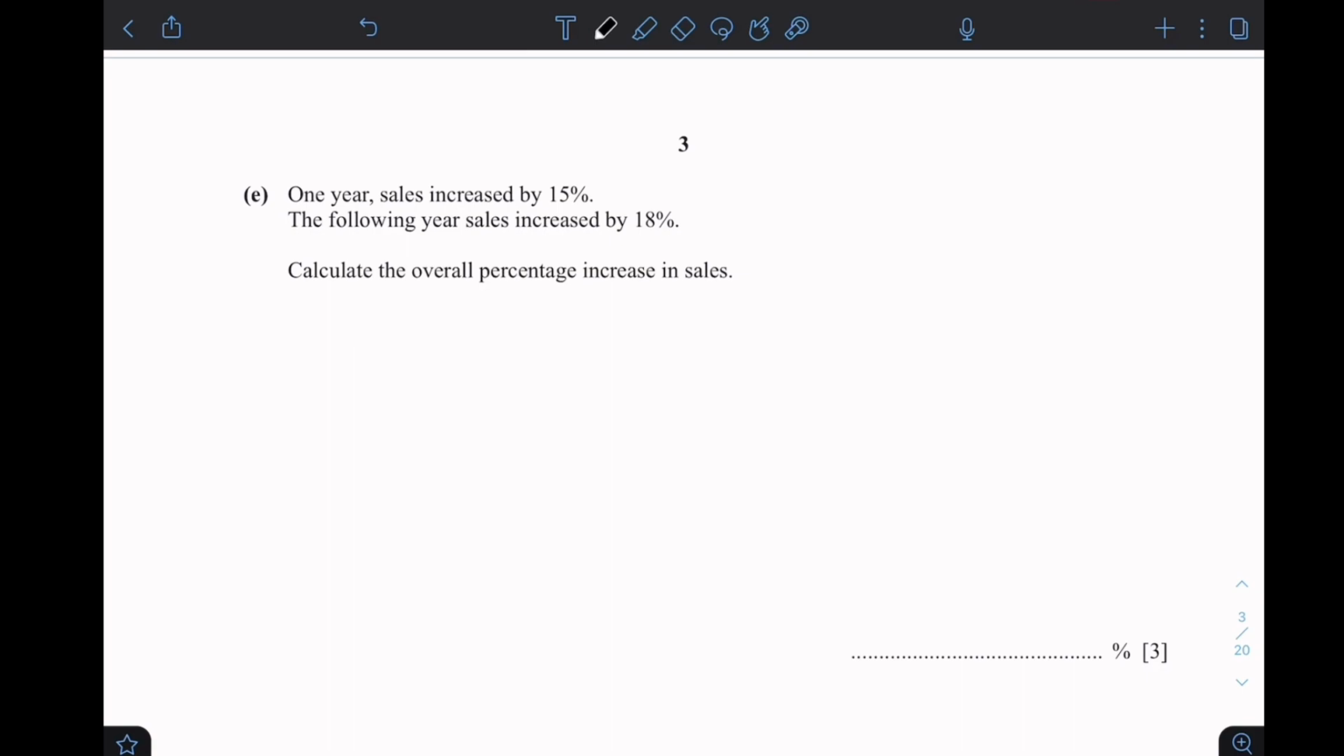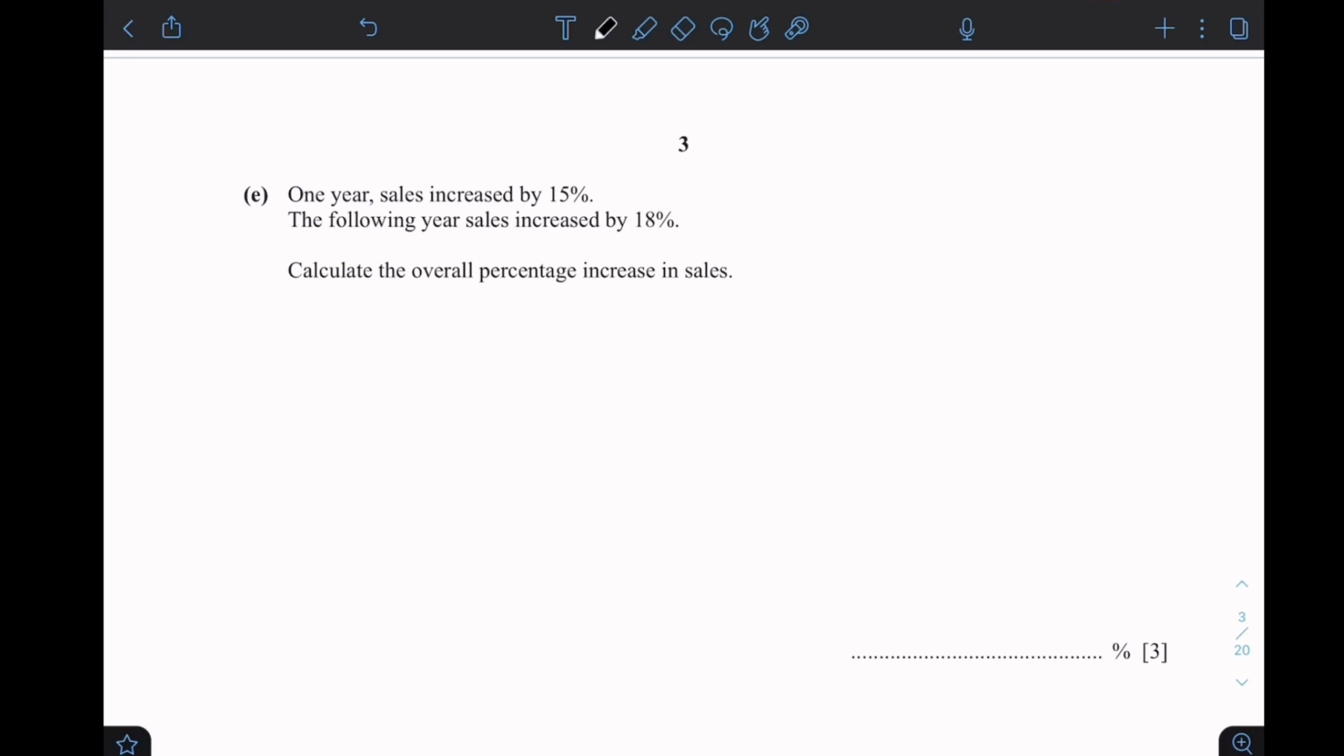Okay, so moving on to question E. One year the sales increased by 15%, and the following year the sales increased by 18%. Calculate the overall percentage increase in sales. Although this is a part of the previous question, it does not require any knowledge of the previous parts.